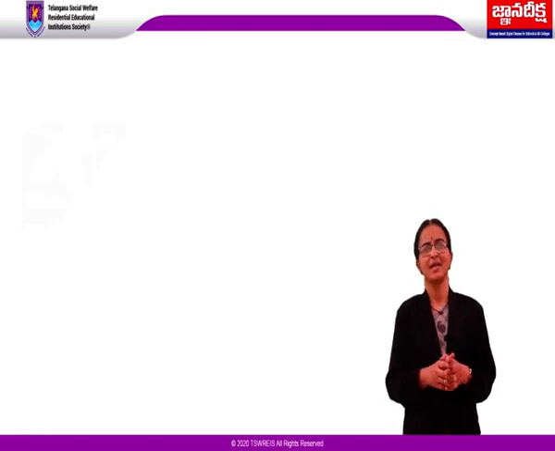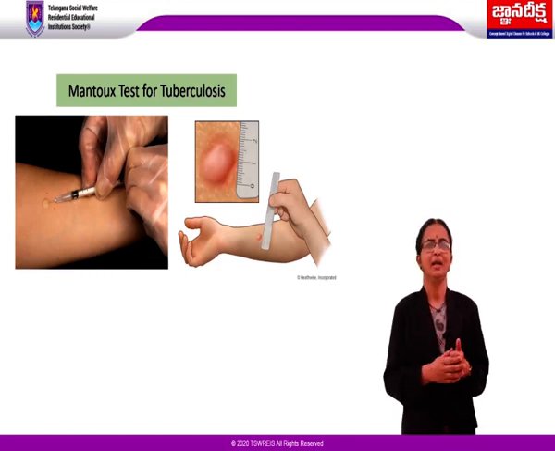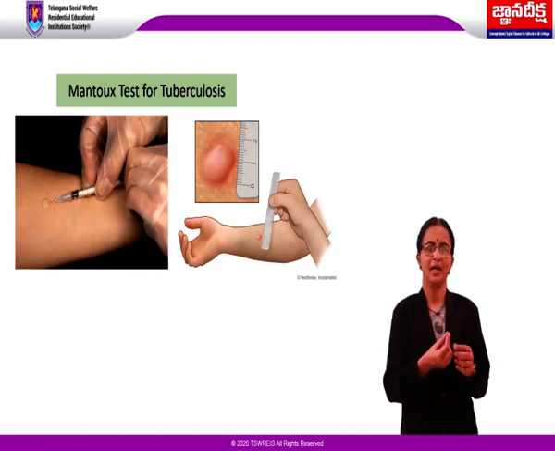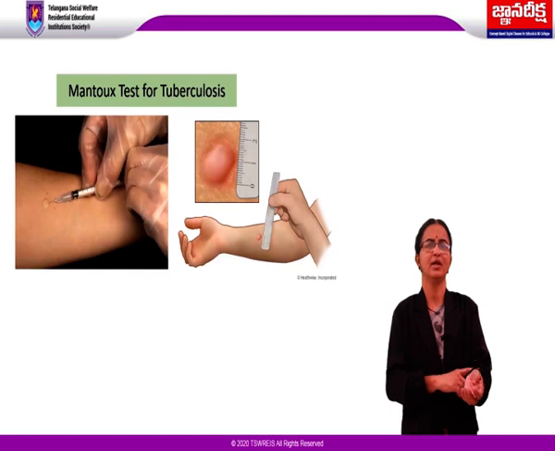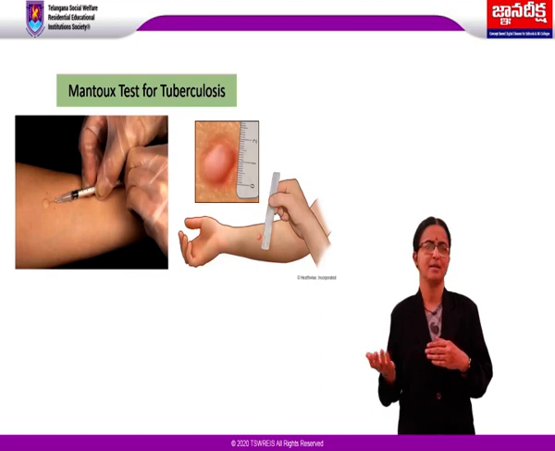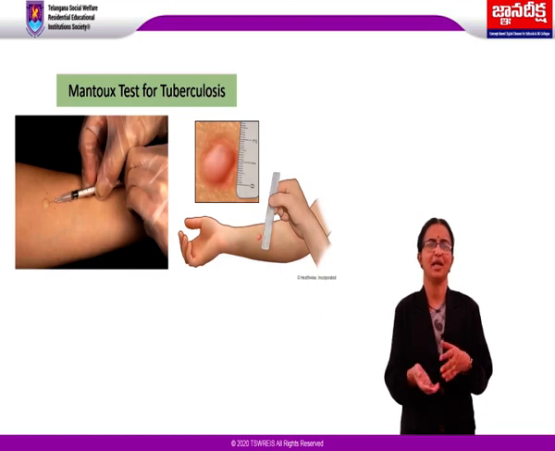Mantoux test. It is a skin test routinely used for the diagnosis of the disease tuberculosis. Here, a purified protein derivative called as tuberculin is obtained and administered on the forearm of the suspected individual intradermally. The site of injection is marked and observed for the reaction after 48 to 72 hours. If an erythema, that is redness, and induration, that is swollen and hardened area appears, it indicates that the person is positive for tuberculosis.